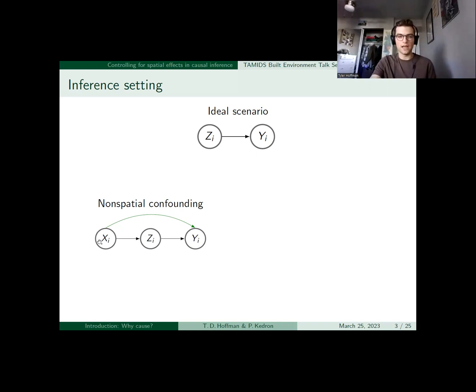This is a variable that is affecting both our treatment variable and our outcome variable, and it's going to bias our inferences and alter our inferences, making them incorrect if we do not condition on it in our regression. Regression is the prototype for this stuff. In principle, you could use anything, but we'll talk primarily about linear regression.